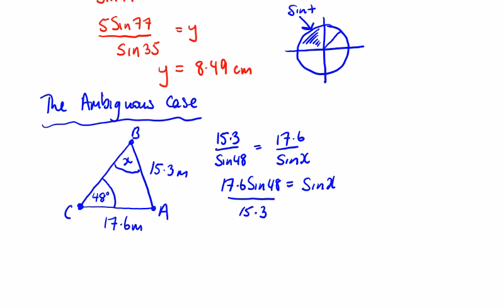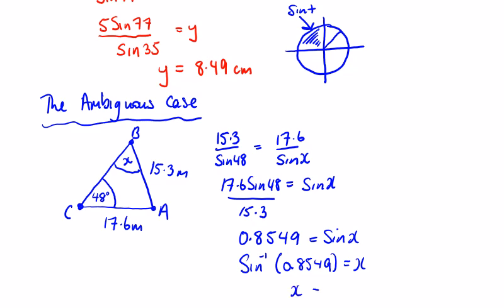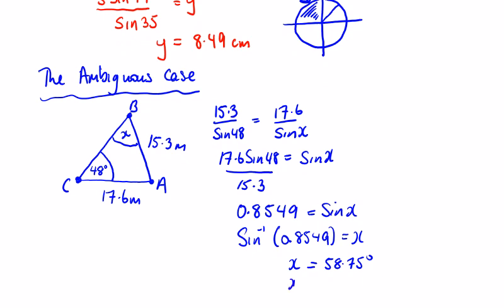So simplifying the left-hand side into a decimal, we're going to get 0.8549, we'll round it off to, equals sine X. So the inverse sine of 0.8549 will give me the angle. This works out to be 58.75 degrees. We'll just round that off in this case to 59 degrees.